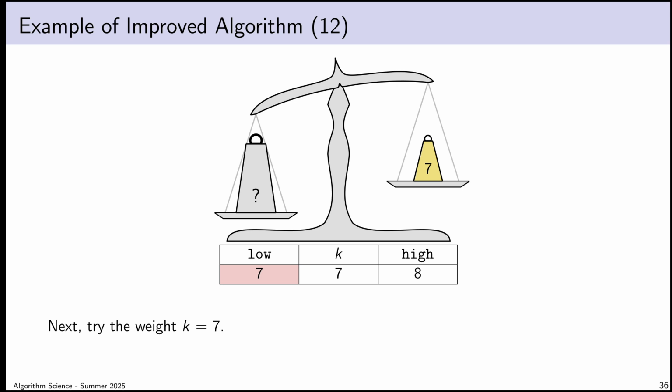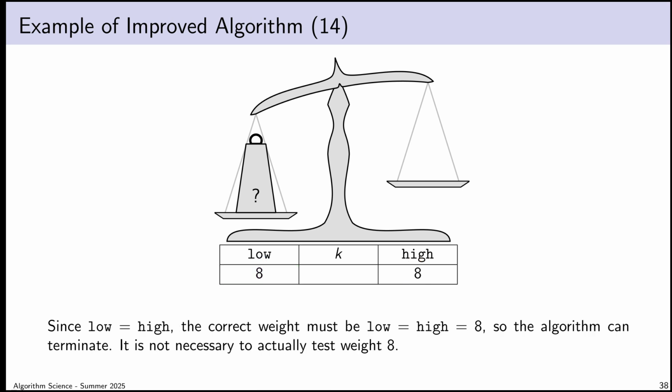7 is too light. So the algorithm at this point says, set your lower bound to be k plus 1. Set it to be 8. So now low equals high. There's only one possibility left, and it's 8. And that means I'm done. I don't actually have to put 8 on the scale because I know that since you guaranteed me that there was a right answer and I narrowed down the possibilities to one option, by process of elimination, 8 is the answer, and that's it.